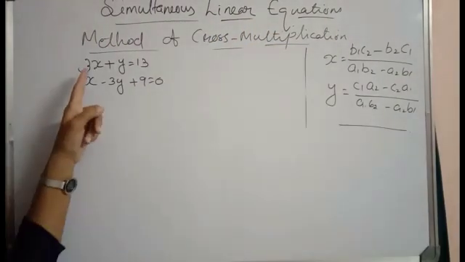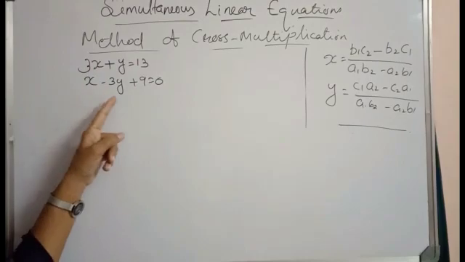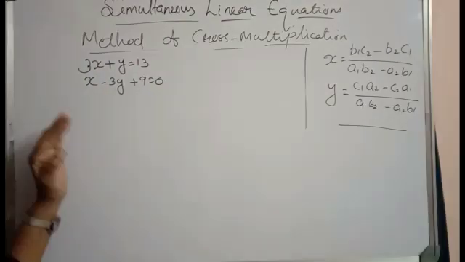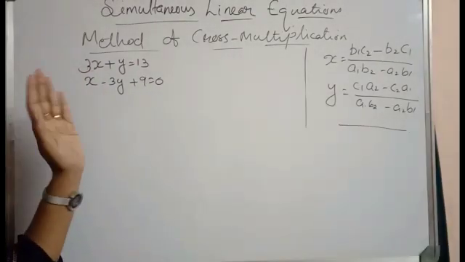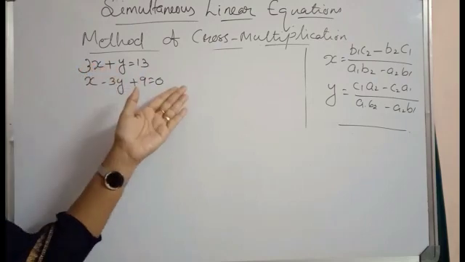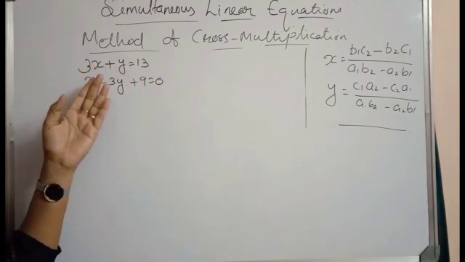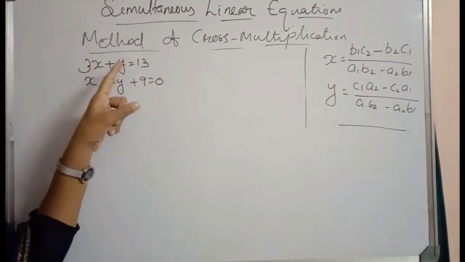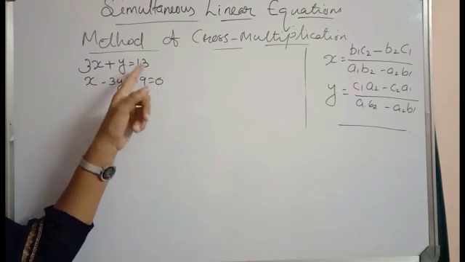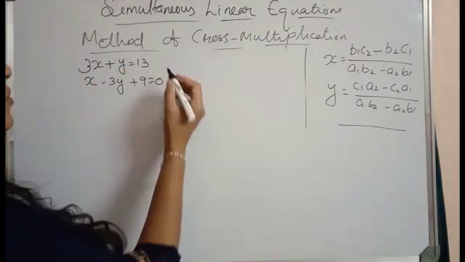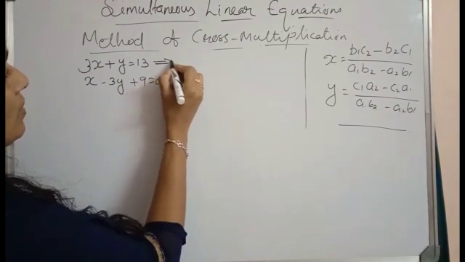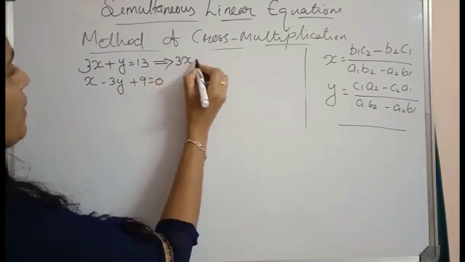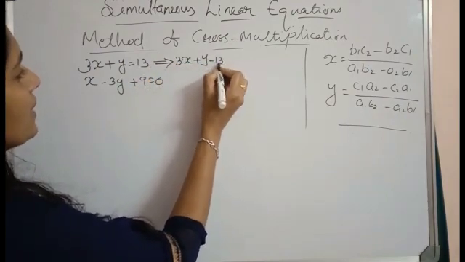Consider one more example. 3x plus y is equal to 13 and x minus 3y plus 9 is equal to 0. As I have told you, first we have to convert the expression into the standard form. That means you have to write it in the form a1x plus b1y plus c1 is equal to 0. The first expression is not in that format, so we'll be converting it in that way. This becomes 3x plus y minus 13 is equal to 0.